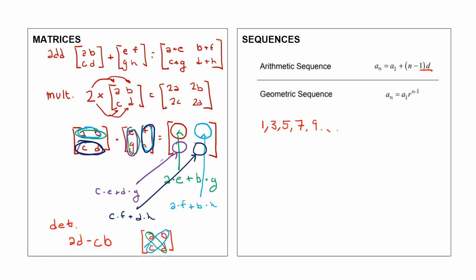So if adding is for an arithmetic sequence, then multiplying is for a geometric sequence. So that would look like 1, 3, 9, 27. That's what that would look like. And the formulas are right up here.